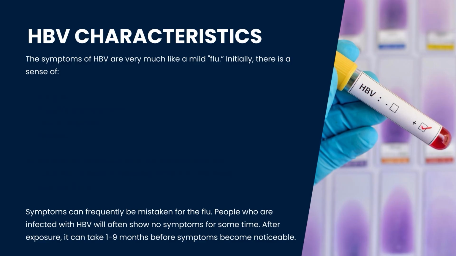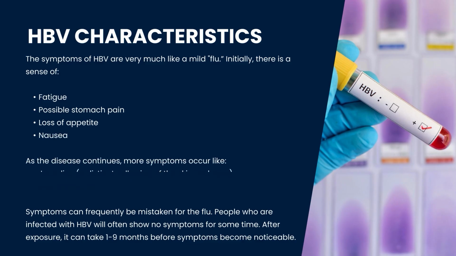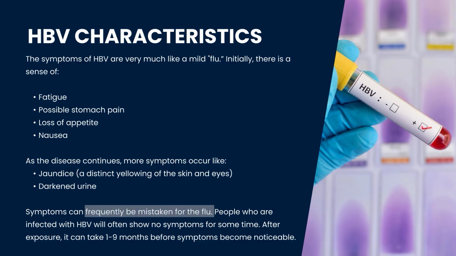Hepatitis B can survive in dried blood for up to 7 days, which makes it especially dangerous in workplace environments. Early symptoms may resemble the flu and include fatigue, stomach pain, loss of appetite, and nausea. As the infection progresses, symptoms may include jaundice and dark urine. In many cases, individuals may not show symptoms for months after exposure, which increases the risk of unknowingly spreading the virus.